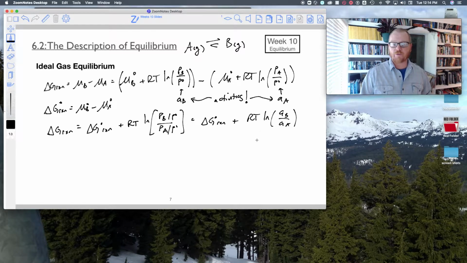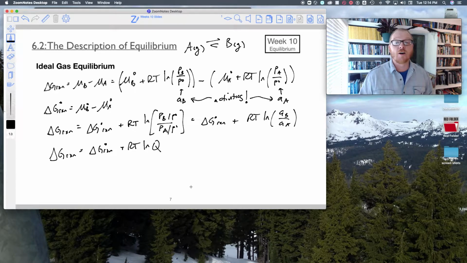And so if we now look at this, we're poised to say here, to start adding some familiarity to this, I'm going to simplify this expression even further and say that's RT times the natural log of the quantity Q, where Q is my reaction quotient. I can't spell quotient.